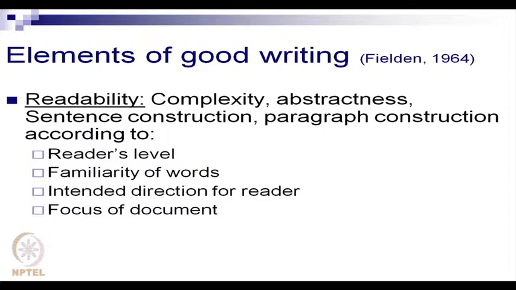Then there are some elements of good writing given by John Fielden in a paper published in 1964. Readability is one: the complexity, abstractness, sentence construction, paragraph construction according to the reader's level, the familiarity of words according to the reader's level, intended direction for the reader and focus of the document. So, the document that you prepare should be readable; check it against these different points.